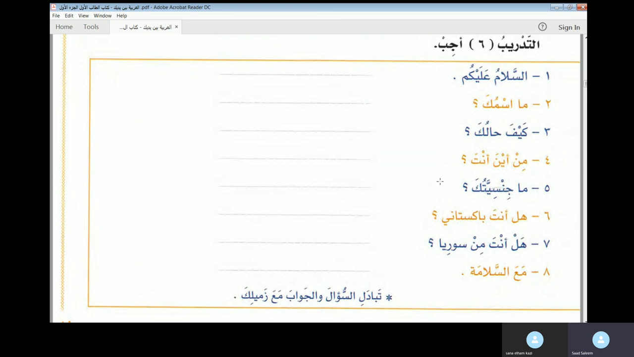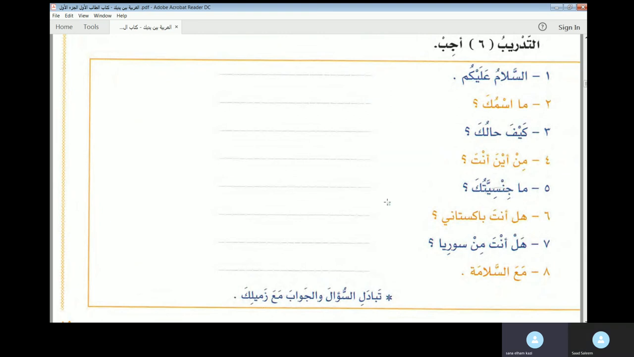Hindiyatun or Hindi? Ana Hindiya. But we will write the ta marbuta, right? Yes. And we won't read the ta marbuta, just Hindiya. Yeah. Hindiya.